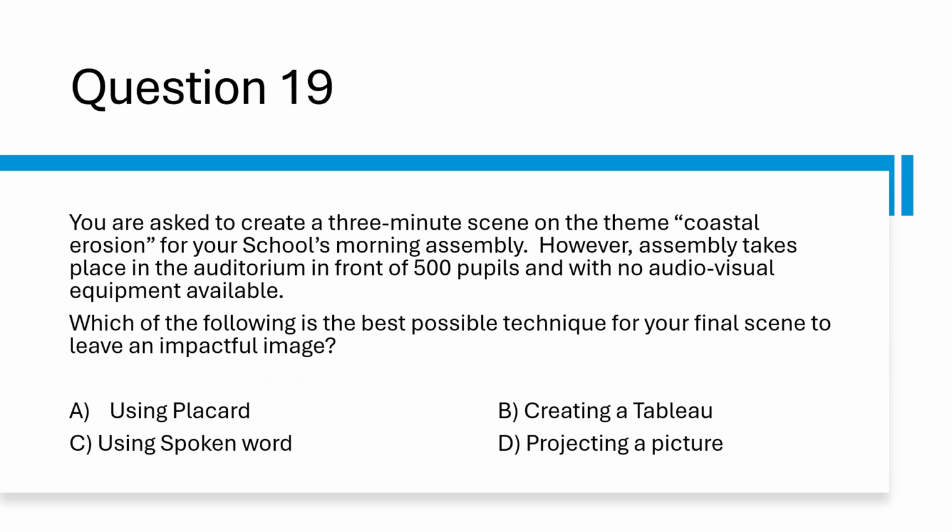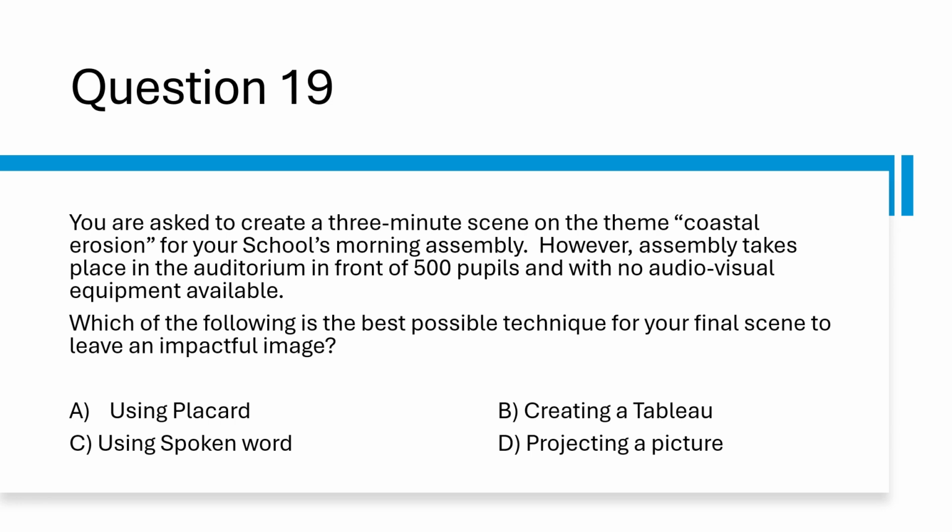Number 9. So let us look at the number 9 question. Oh, I have number 19 here. Forgive me, this is supposed to be number 9. You are asked to create a 3-minute scene on the theme coastal erosion for your school's morning assembly. However, assembly takes place in the auditorium in front of 500 pupils and with no audiovisual equipment available. Which of the following is the best possible technique for your final scene to leave an impactful image?